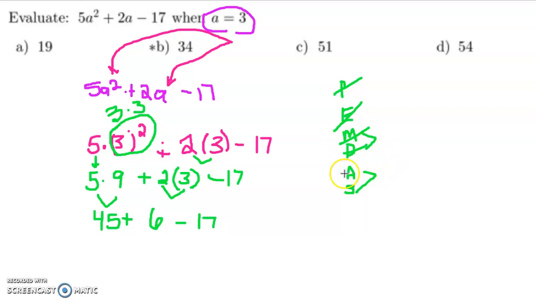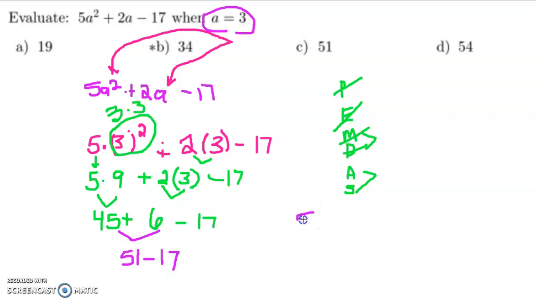So now I'm on addition and subtraction. Now remember, I work left to right if all I'm left with is addition and subtraction, and that's all I have here. So I'm going to change my color so I can see it more clearly. And I'm going to do 45 plus 6 first, which is 51. And then I bring down the minus 17.